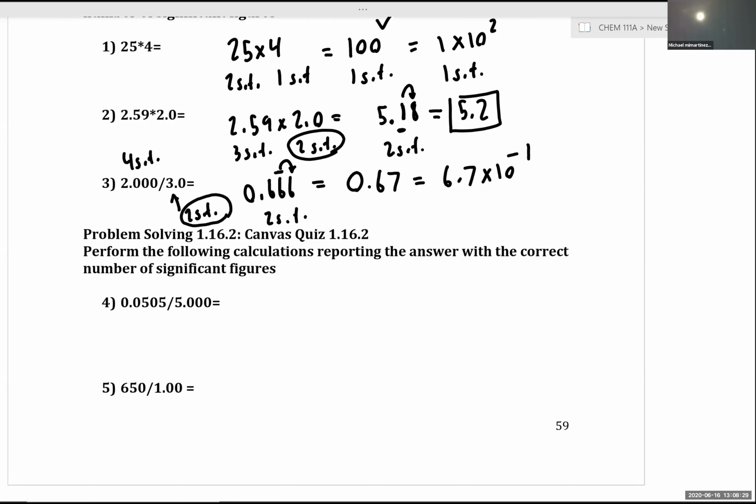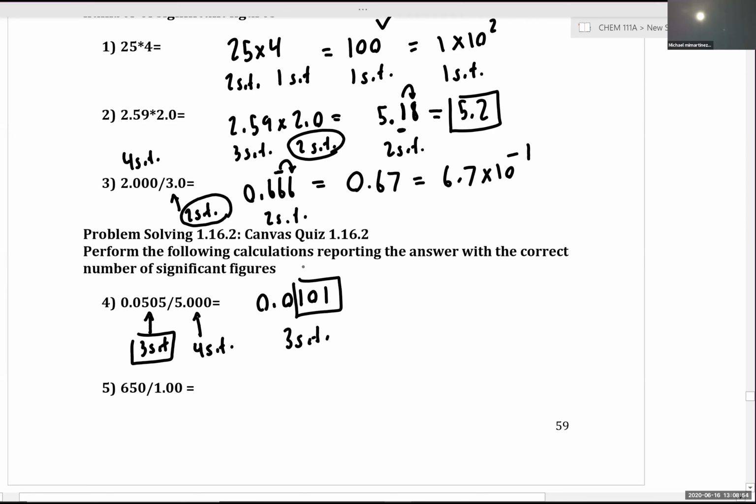So let's discuss these examples. First and foremost, 0.0505 has 3 sig figs. 5.000 has 4 sig figs. So then if we divide, we get 0.0101. The least number of sig figs among 3 and 4 is 3 sig figs. Looking at this answer, it does in fact have 3 sig figs. You can report this in scientific notation as 1.01 times 10 to the negative second. And there we go. Does this make sense to everyone?